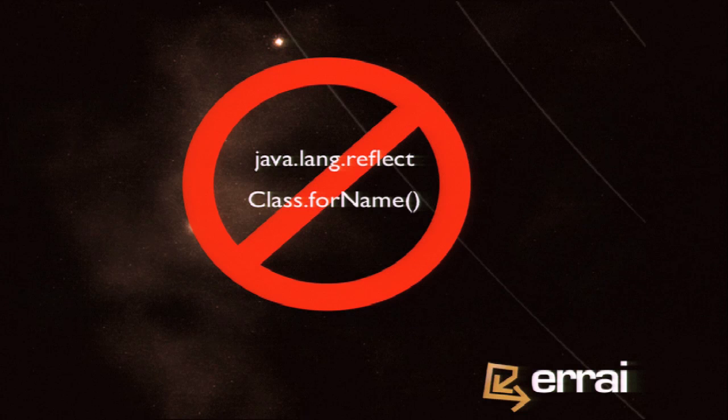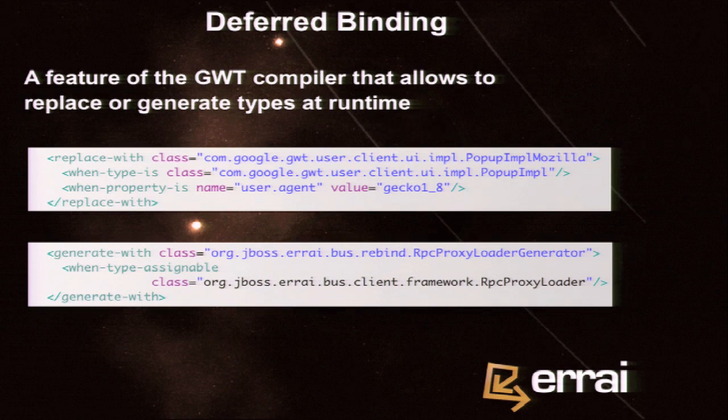Well, there's this feature in GWT. We can't really do justice to it in the few minutes we have remaining, but it's called Deferred Binding. It has two main use cases. The first use case is to replace a type. So when the compiler finds a type, it can replace it with another type.